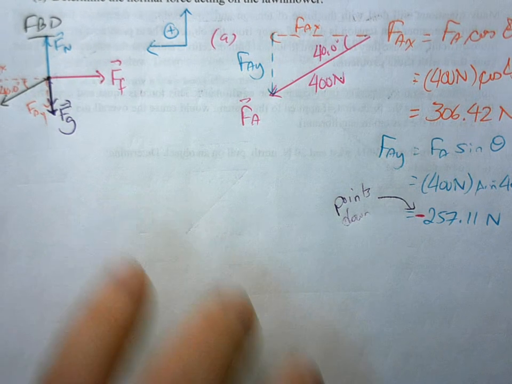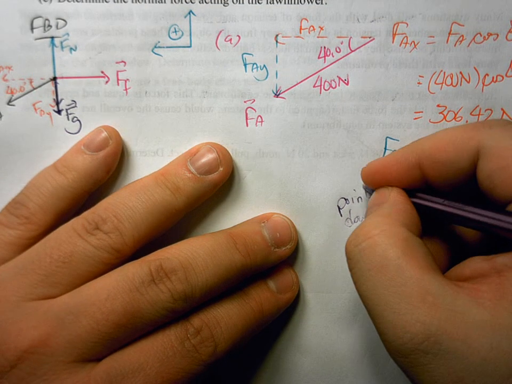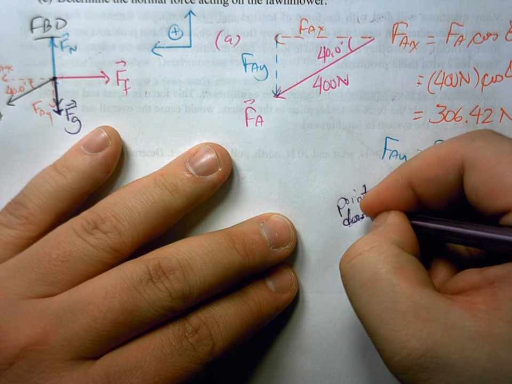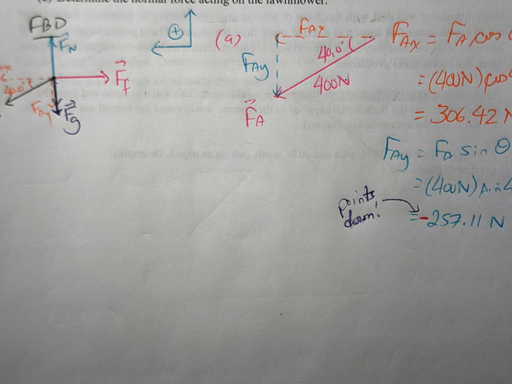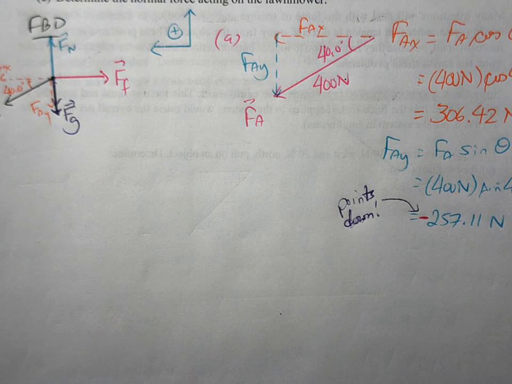It'd be great if I had a pen that worked, but let's try that again. Points down. So watch that when you're breaking down components. Check the directions where the components are pointing and check that against your positive convention, because if we miss that sign, that's going to mess things up critically.